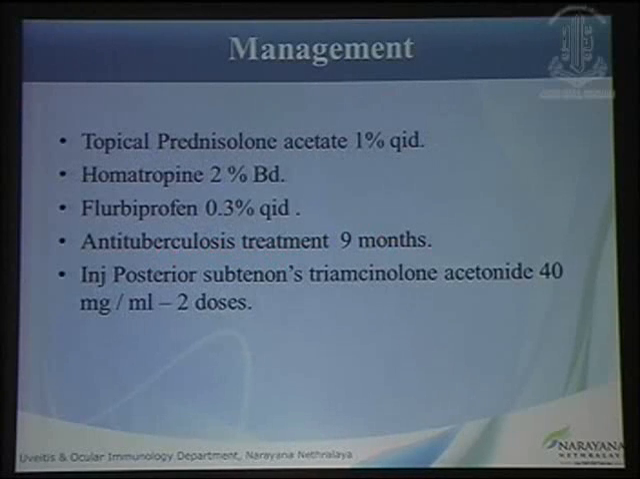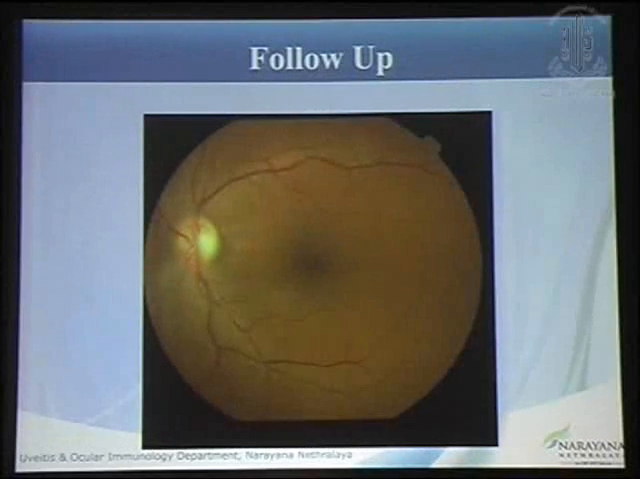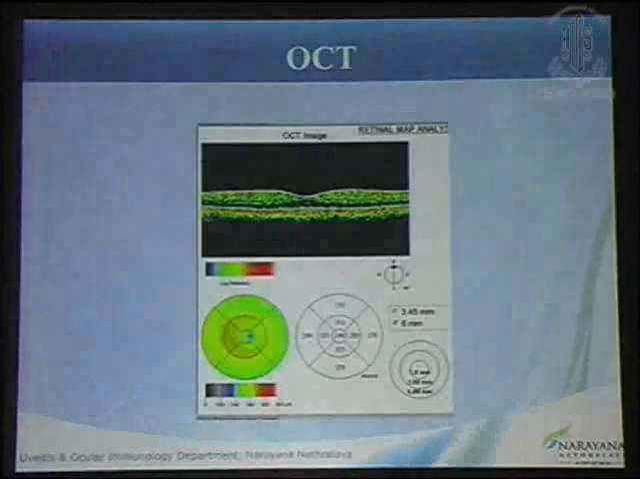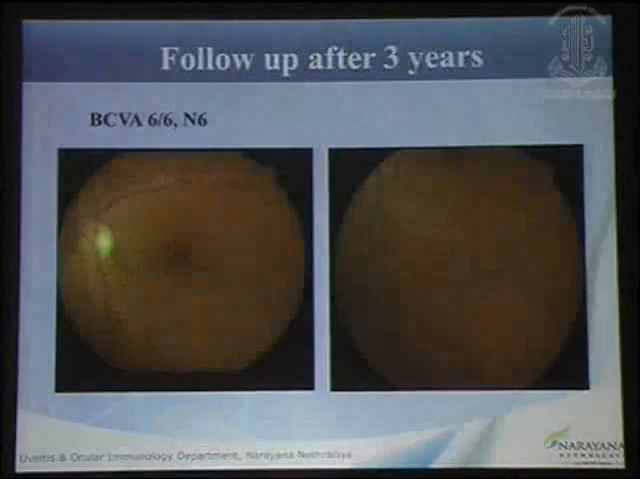Eye comes under the extrapulmonary category, so the minimum duration of antituberculous treatment should be 9 months. It can go up to 1.5 years also. Along with that, topical and periocular steroid injection was given. The patient received 2 doses. The follow-up shows resolution of the macular edema in the posterior pole. This is the OCT showing a CRT of 246 microns.